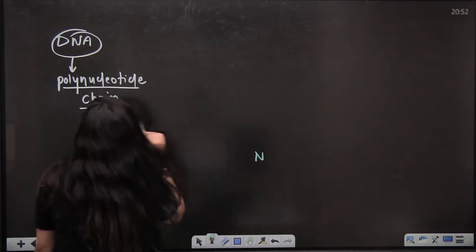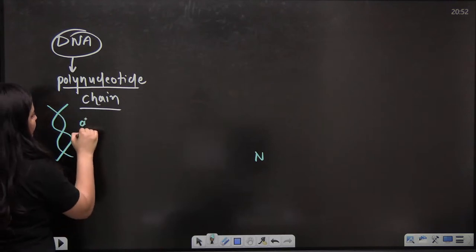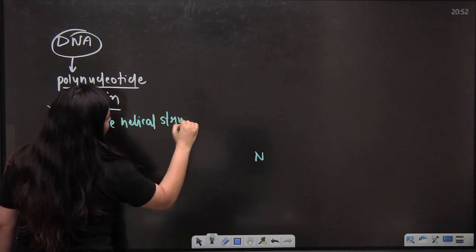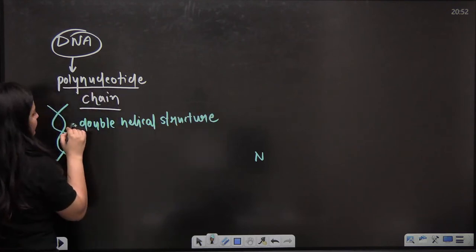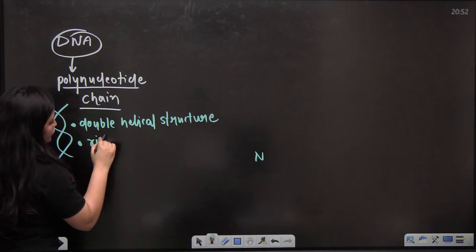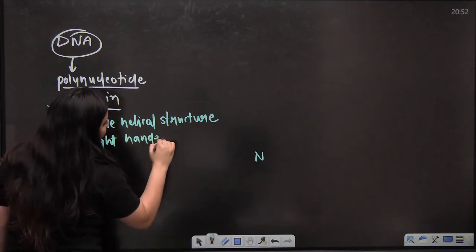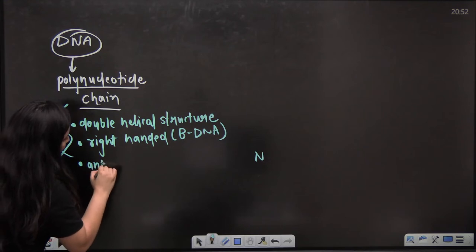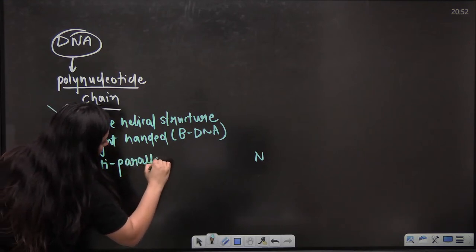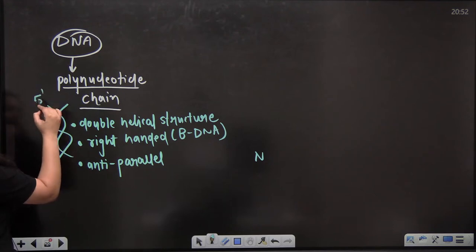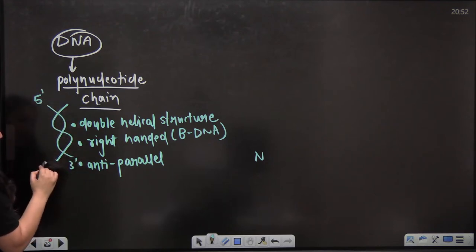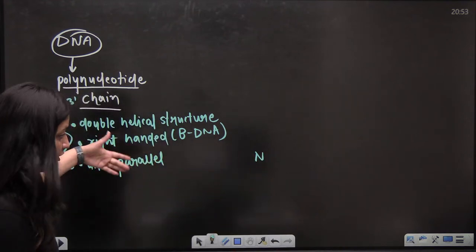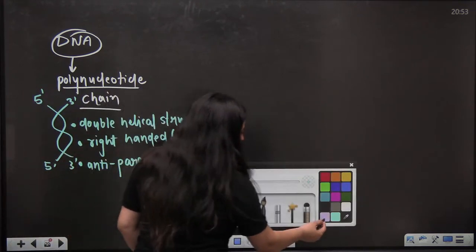Let me write it. Because we know the DNA is a double helical structure. And secondly, bachche, the most common type of DNA is right-handed. It is your B-DNA, right? And even your DNA is anti-parallel. One strand is having polarity 5 prime to 3 prime, another strand is having polarity 3 prime to 5 prime. So they both are in opposite direction. We'll tell you the reason for that, of course. But here, let's talk about this polynucleotide chain part.